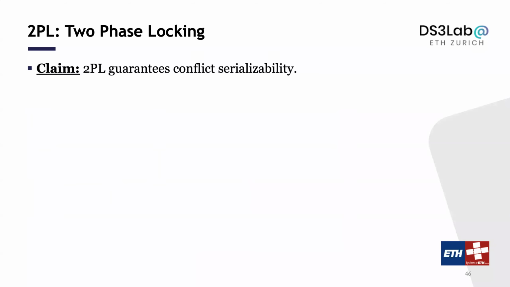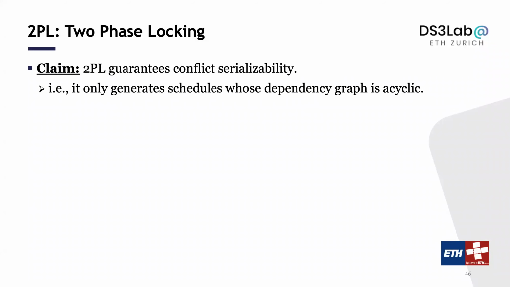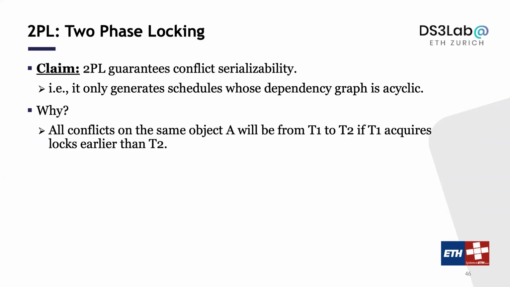So here's the fundamental claim about two-phase locking. That is, if you do two-phase locking, it's going to guarantee conflict serializability. That is, it only allows or generates schedules whose dependency graph is acyclic. So let's think a little bit about why.